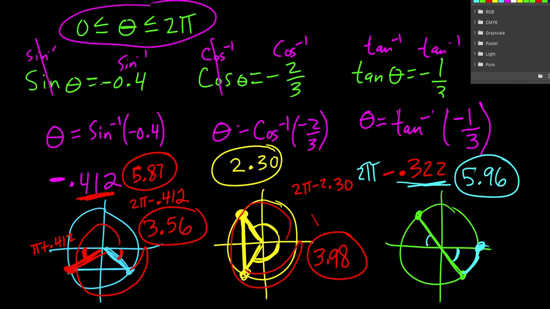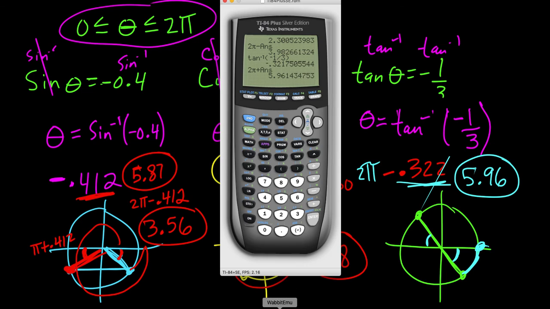Now, this angle is the same as this angle, so we could also do pi minus this to get our other piece. So I'm going to do that now. We get pi minus 0.322, and we get 2.82.